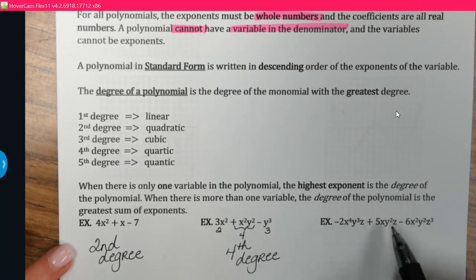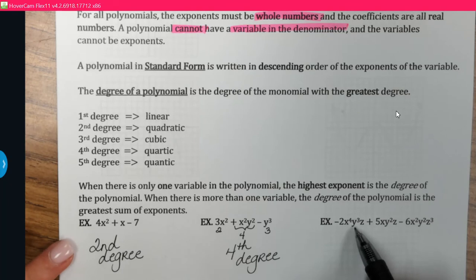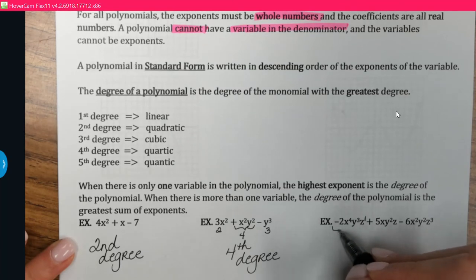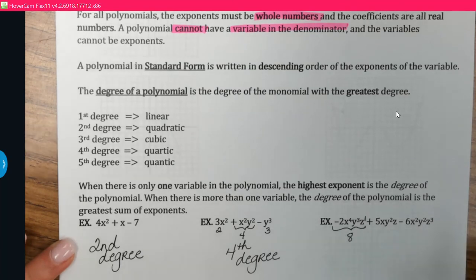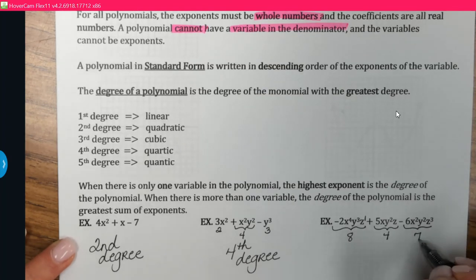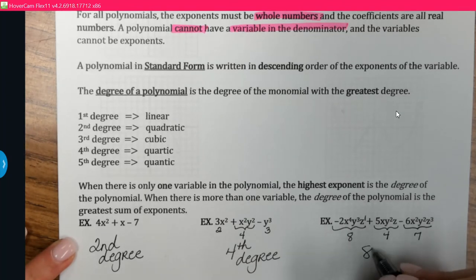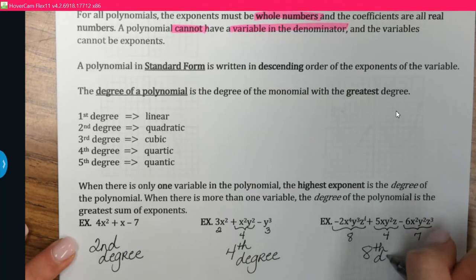So here, if I look at negative 2 x to the fourth y to the third z, if I add 4, 3, and a 1, that entire thing is going to be 8th degree. 5x y squared z is going to be a 4th degree. And negative 6 x squared y squared z to the third is going to be a 7th degree. So my highest sum makes this an 8th degree polynomial.